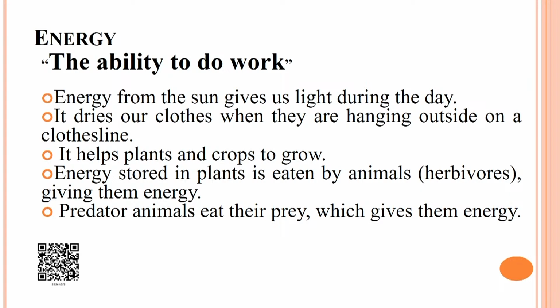So let us begin by defining energy. As we have already discussed, the ability to do work is known as energy. Energy from the sun gives us light during the day. Sunlight dries our clothes when they are hanging outside on a clothesline. Solar energy helps plants and crops to grow, and this energy stored in plants is eaten by animals, giving them energy. When herbivores eat plants, predator animals eat the herbivores, which gives energy to them.